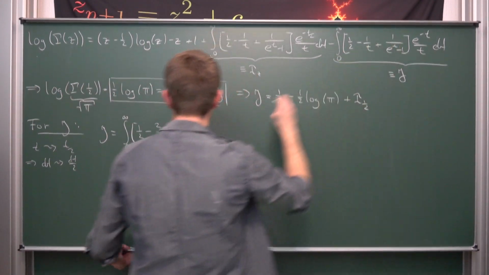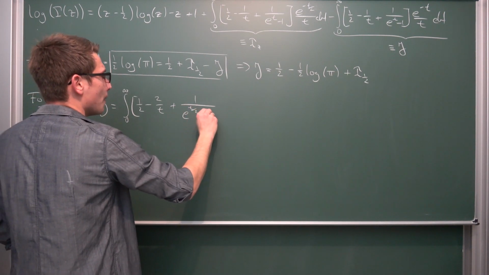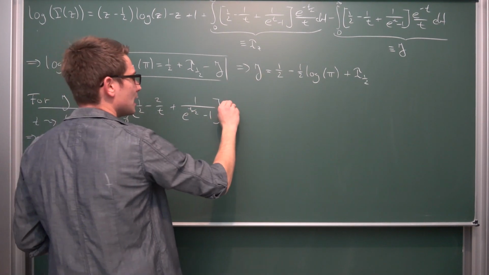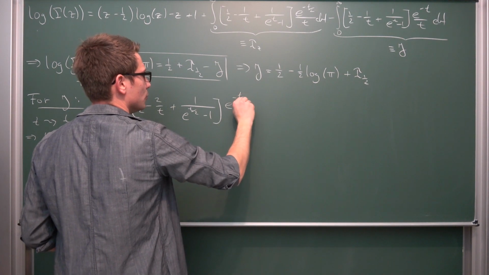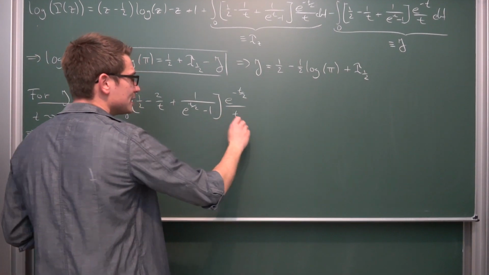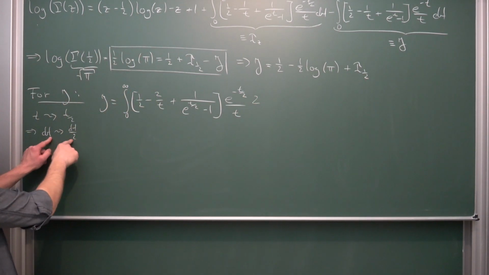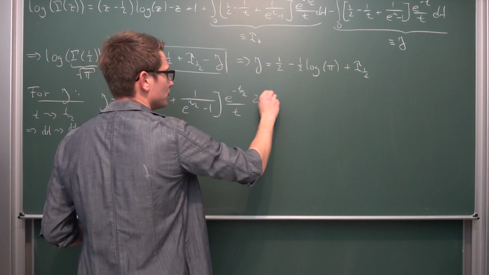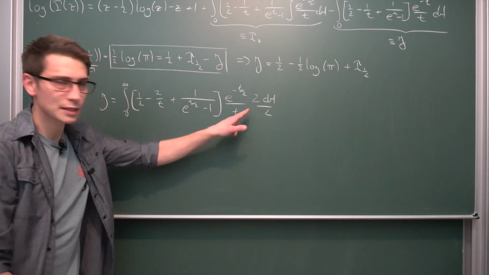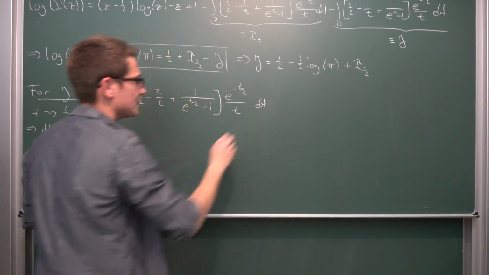And then we got plus 1 over e to the t over 2 minus 1. And all of this times e to the negative t over 2 divided by t over 2, so meaning divided by t, and we are going to bring the 2 up here. But don't forget, our differential turns into dt over 2. Meaning the 2's are going to cancel out in the process, leaving us just with a dt here.